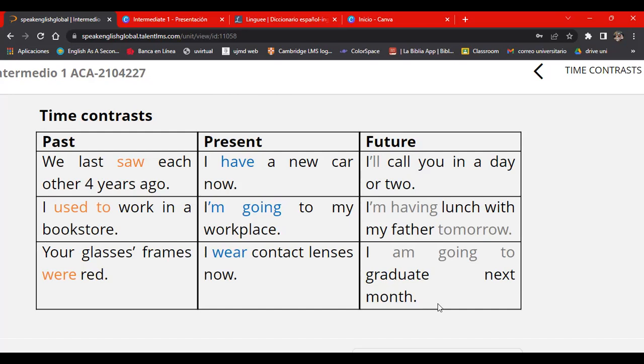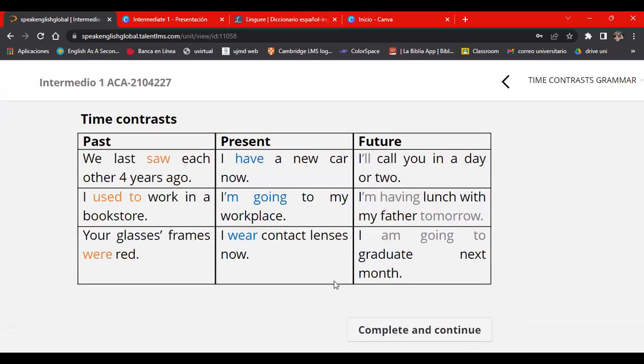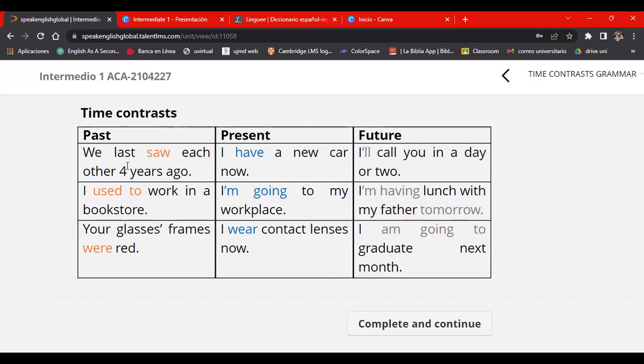Your glasses, friend, were red. I wear contact lens now. I am going to graduate next month. Okay, lenses. Lens. Lenses. This is plural. Okay. Now, these sentences, as you see, we have sentences from the past, the present, and the future. Now, something important when we use time contrast are time expressions. Okay? Time expressions.